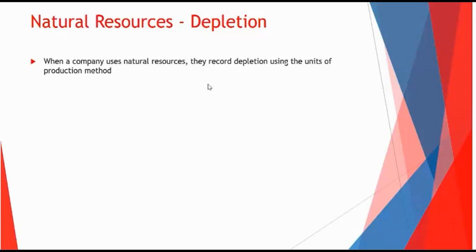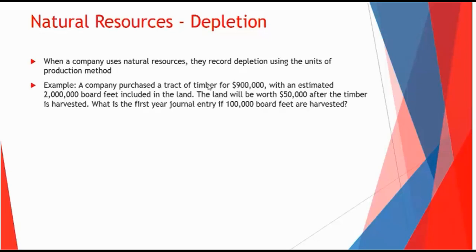Depletion is for natural resources, so we would record that using units of production. Say a company purchased a tract of timber for $900,000 with an estimated 2 million board feet. And yes, I did look that up. That's how you measure it. The land will be worth 50K after the timber is harvested. So what is the journal entry here?